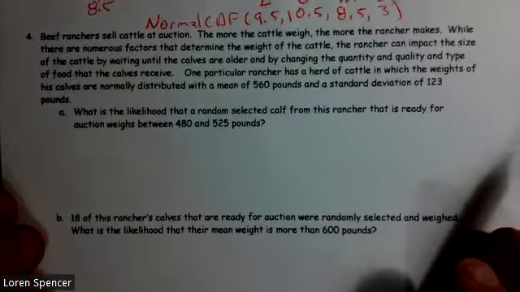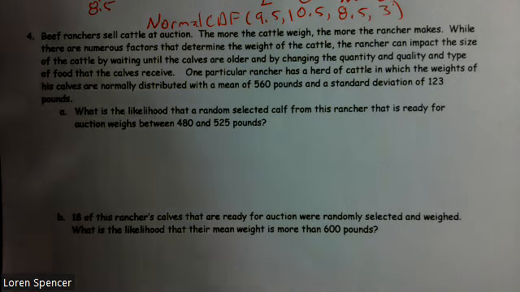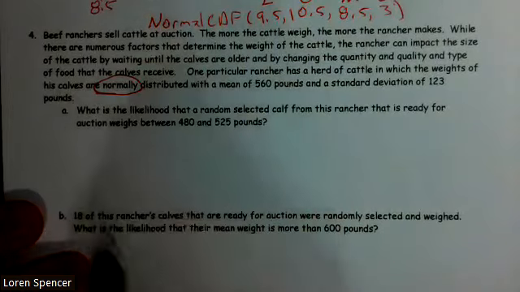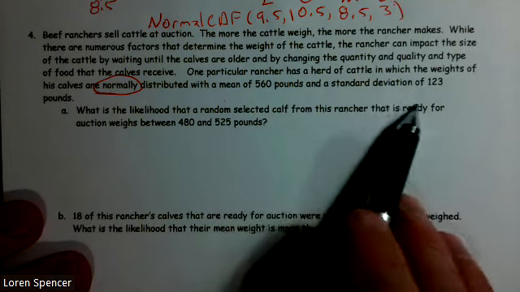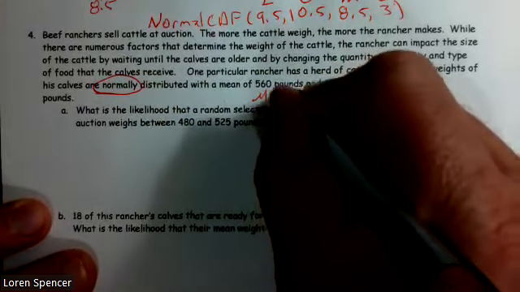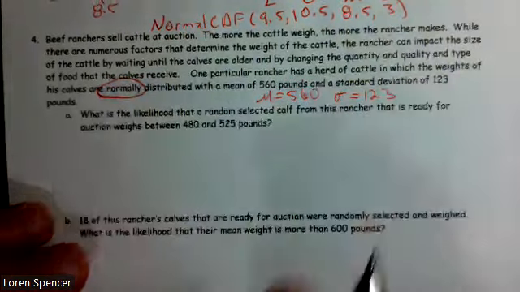All right, the last scenario. Beef ranchers sell cattle at auction. The more the cattle weigh, the more the rancher makes. While there are numerous factors that determine the weight of the cattle, the rancher can impact the size of the cattle by waiting until the calves are older and changing the quantity and quality and type of food the calves receive. One particular rancher has a herd of cattle in which the weights of his calves are normally distributed. That's going to be important because that's going to tell us sizes. The sample size won't matter. With a mean of 560 pounds and a standard deviation of 123. So mu is 560. The standard deviation is 123.